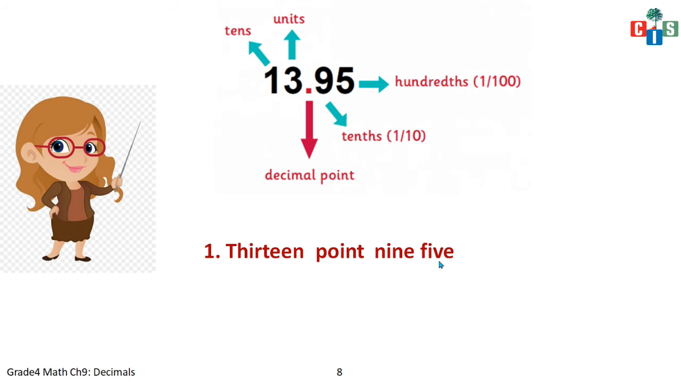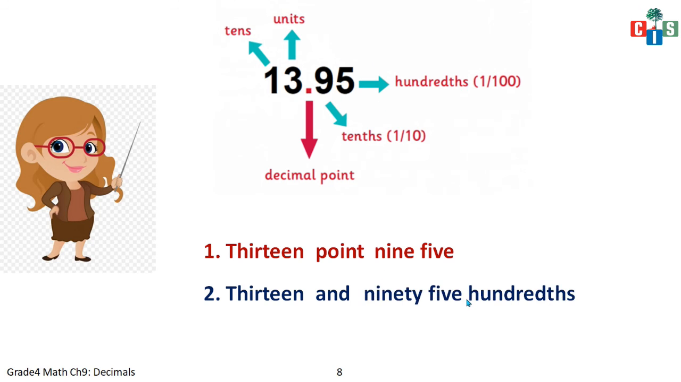Now this is one way to read the decimal number. The other way is 13. Yes, I have written 13. Then there is a point. So for the point, what will you write? And. And then 95. So you will write 95, and the last number is 5. And on which place is it? The 100th. So you will write 95 hundredth. Clear? This is the other way to write a decimal.